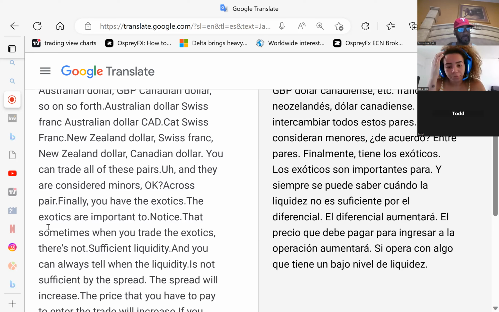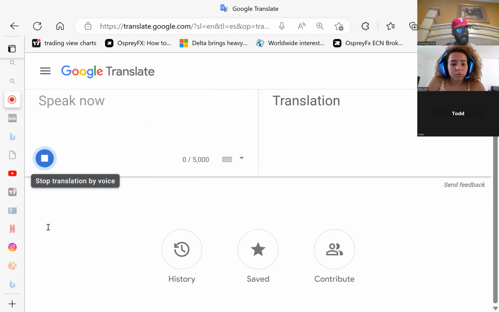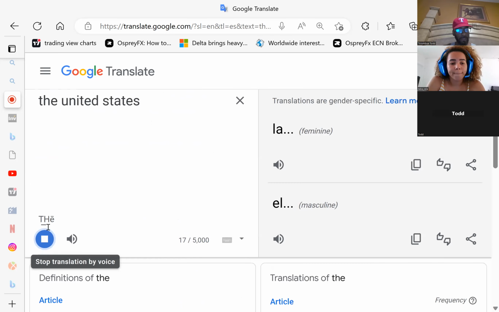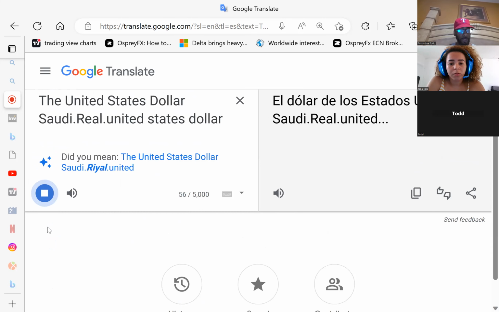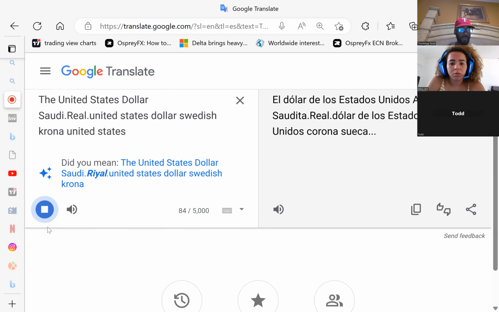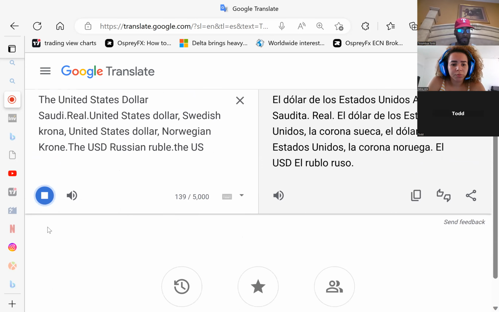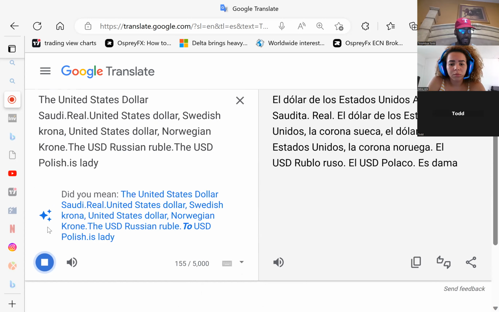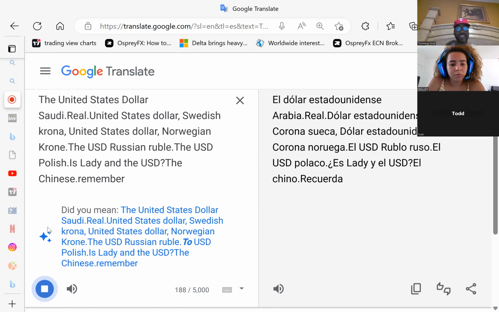And some of these pairs are the United States dollar Brazilian real, the USD Hong Kong dollar, the United States dollar Saudi riyal, United States dollar Swedish krona, United States dollar Norwegian krone, the USD Russian ruble, the USD Polish zloty, and the USD Chinese renminbi. And I probably slaughtered that.